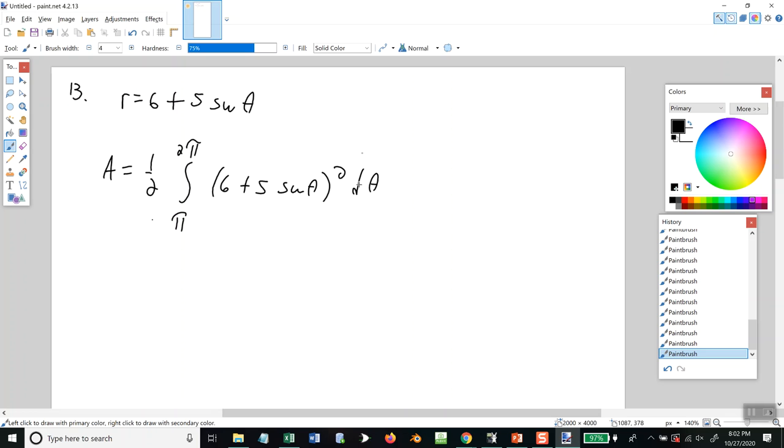Now, to me, the setup's a really interesting part. On the test, I'm not going to torture you requiring you to do it by hand. If you want to flip over to your function mode, just plug this in, get the decimal approximation. I'm fine with that.